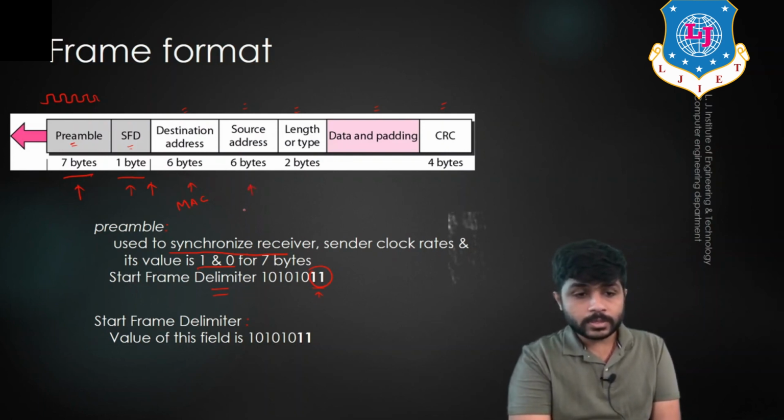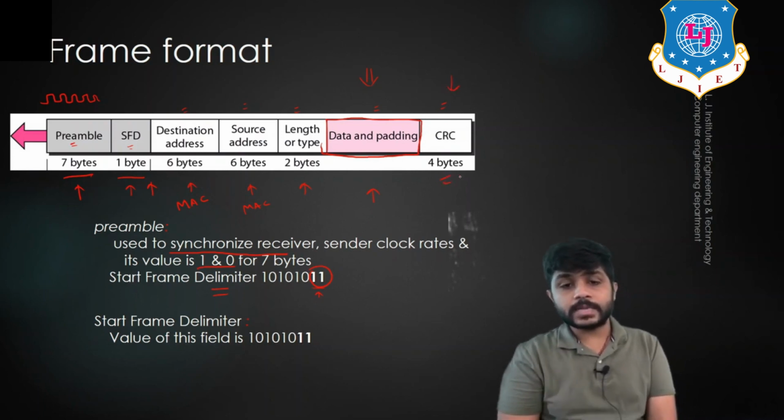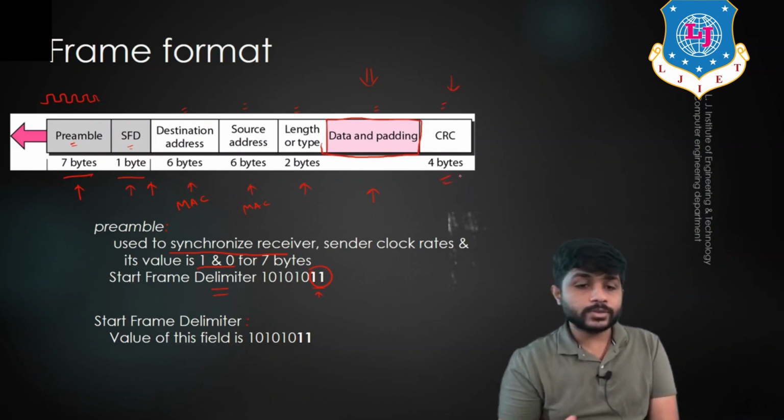In the source address there will be the 6 bytes of the source MAC address. There is a length or type field, which tells which type of data is present in the frame. The next field is the data and padding. We just saw that when the data is received from the upper layer, it will be encapsulated in the frame, in the data and padding. And the last one is the CRC. The size of the CRC is 4 bytes and it is used for cyclic redundancy check.